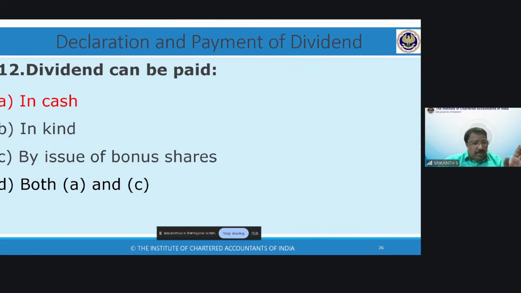Okay. But when we talk about dividend, we say one is cash dividend. Friends, when we use the word cash here, it means through bank. Okay. Please understand.